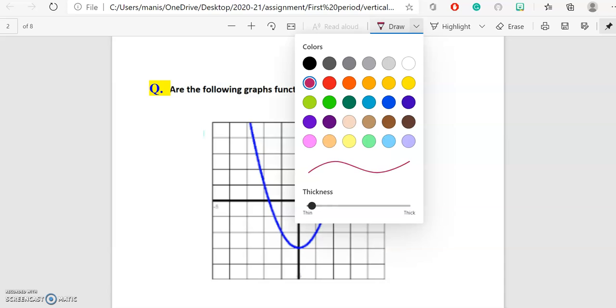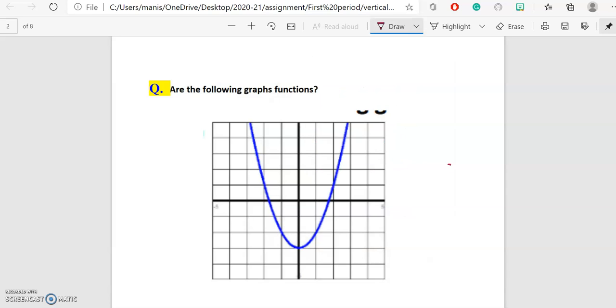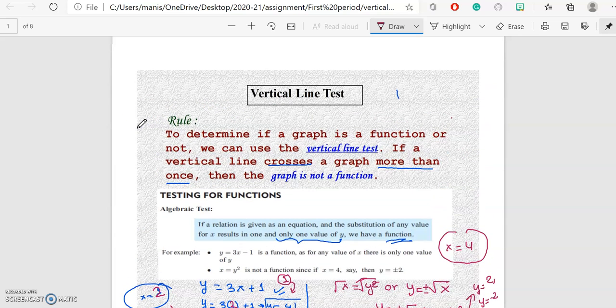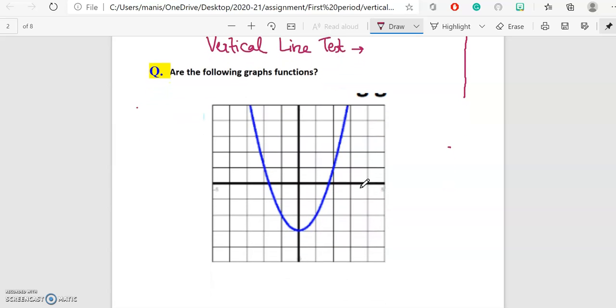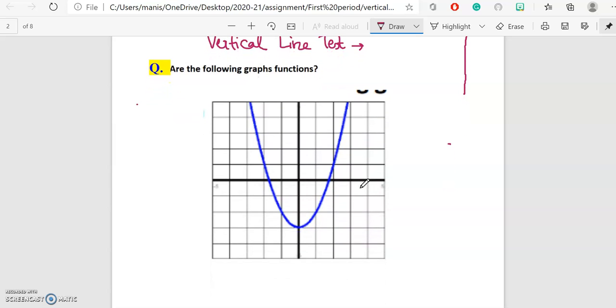Are the following graphs functions? What we will do is apply our vertical line test. First of all, what is a vertical line? Whenever you are drawing a line going from top to bottom, this is a vertical line. So the vertical line test says, if a vertical line crosses a graph more than once, then the graph is not a function. So I will draw a vertical line over here.